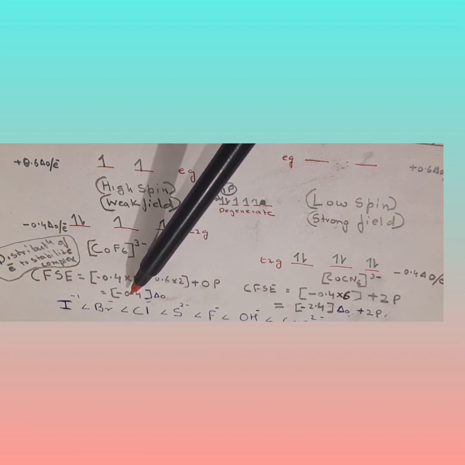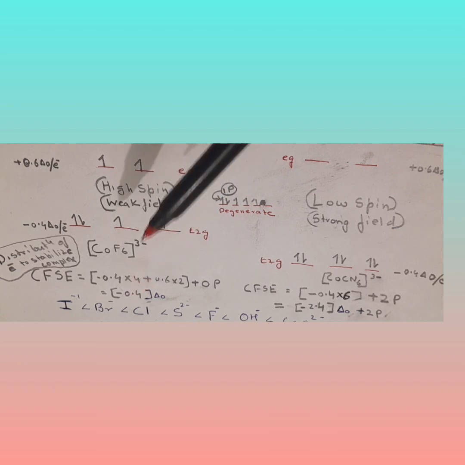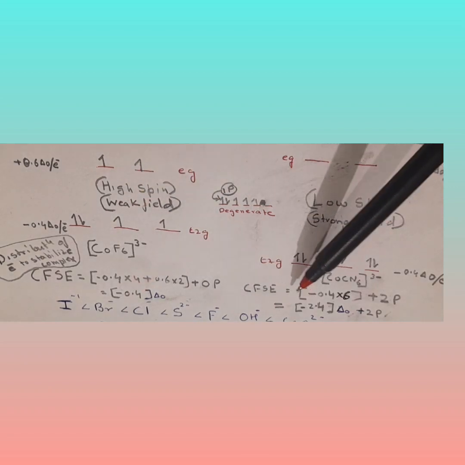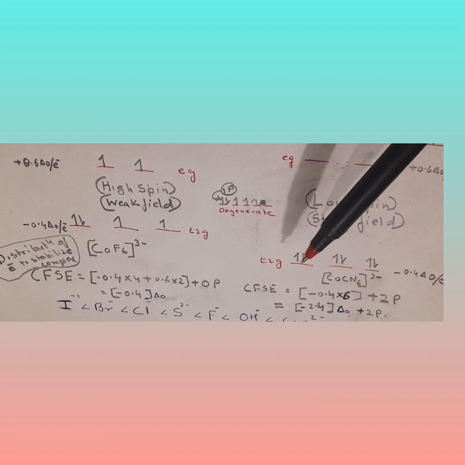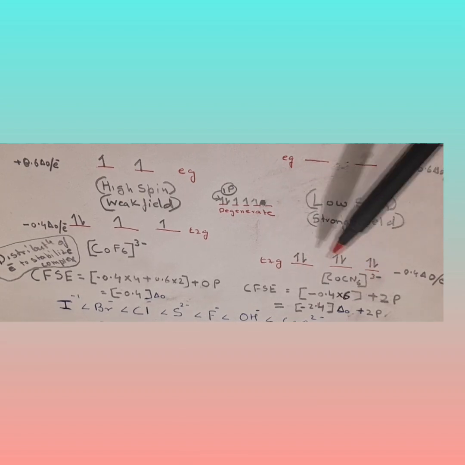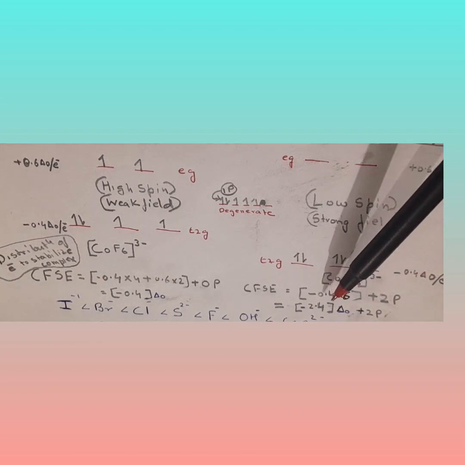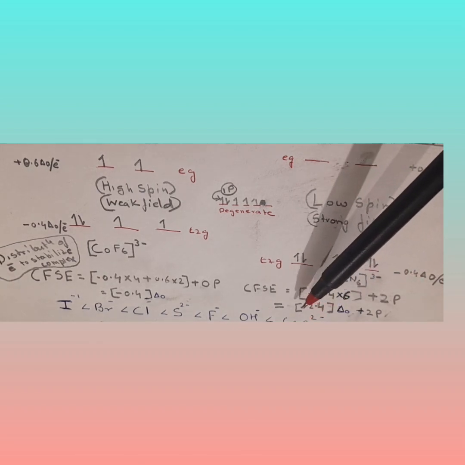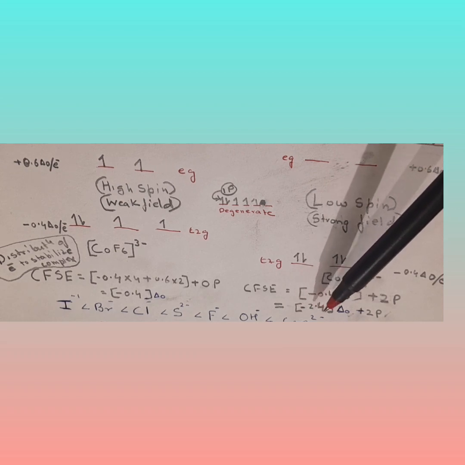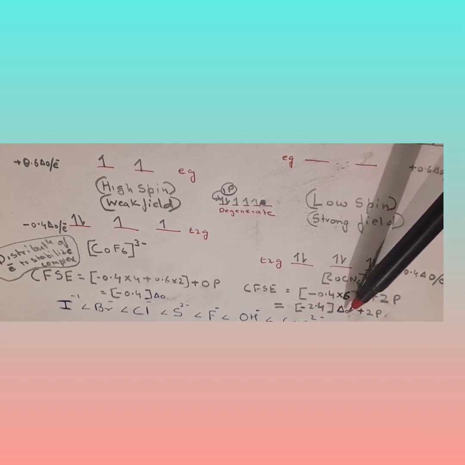Alright, we are not done yet. We have got to consider pairing also, so we will see that later. Now for this, we have 6 of them into minus 0.4, that gives us minus 2.4 delta O.